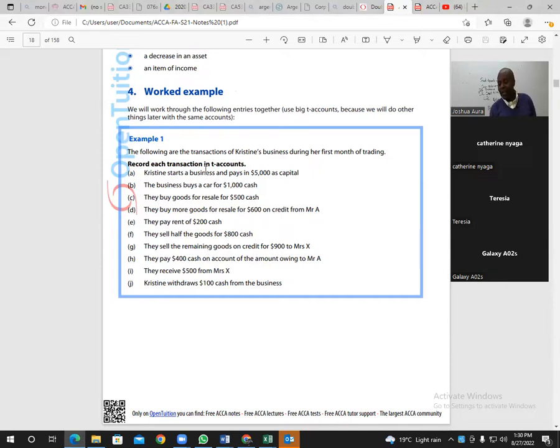Christine starts a business and pays $5,000 as capital. Could you kindly tell me in this particular case, which account am I going to debit? Which account am I going to credit? If you participate in this very well, I'm going to give you a present. So we have a lady called Christine. She has taken 5,000 to a business as her capital.